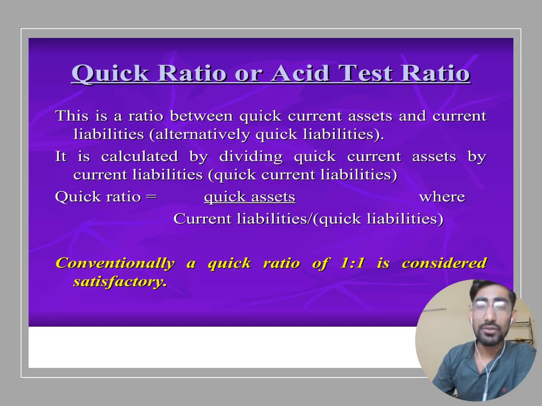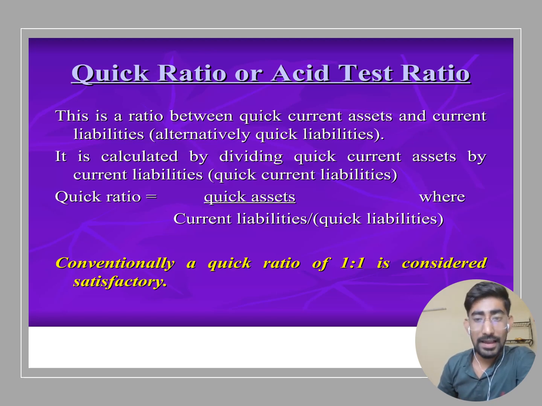Now there is one question: what is quick asset and what is quick liability? So we are going to discuss that. Before that, let us assume a company has a quick asset of rupees 1 lakh, and the quick liability is also 1 lakh. That means the company has a quick ratio of 1:1. That means it is fulfilling its requirement and it is satisfactory.